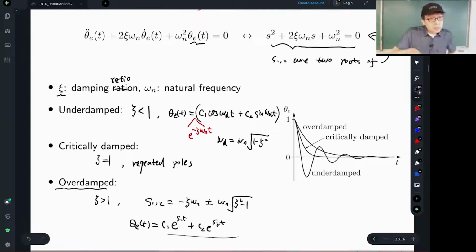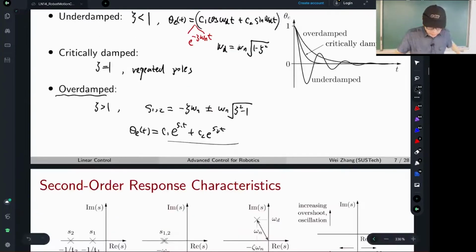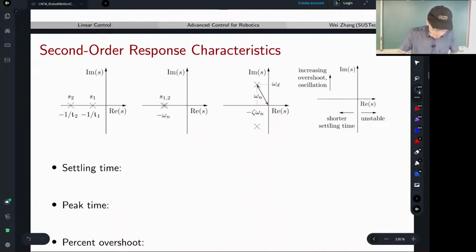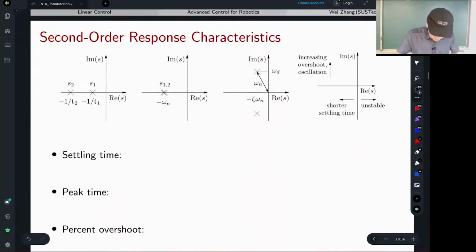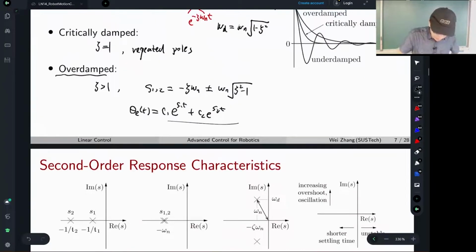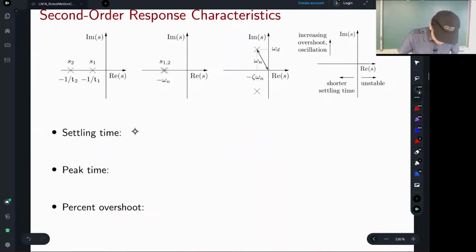So the behavior, mathematically, what do I mean by response? Response is just a solution of the differential equation. For second order, we can write it down analytically, so we can use that to describe or analyze system behavior. So the poles actually determine my overall response. Based on this analytical expression, we can actually compute the settling time.